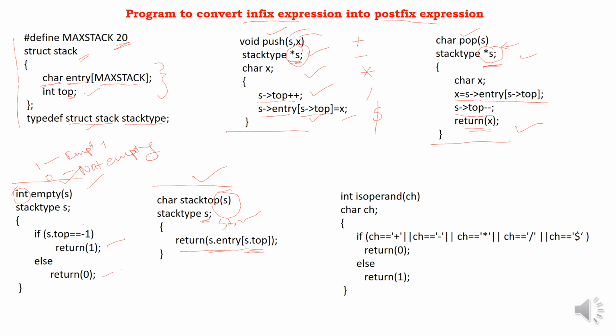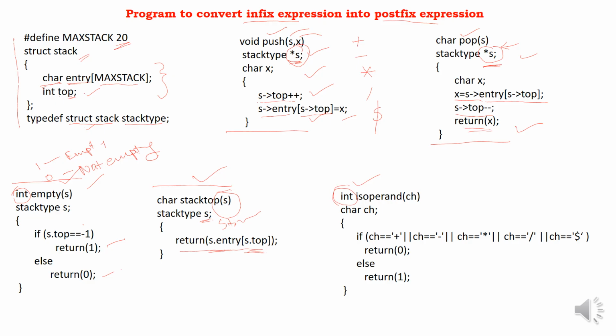Then every time you read a character, you have to check whether that character is an operand or operator. From the infix expression, you are going to read characters one by one. Is the character an operand or operator? You have to check. So there is a function called isOperand which returns an integer.